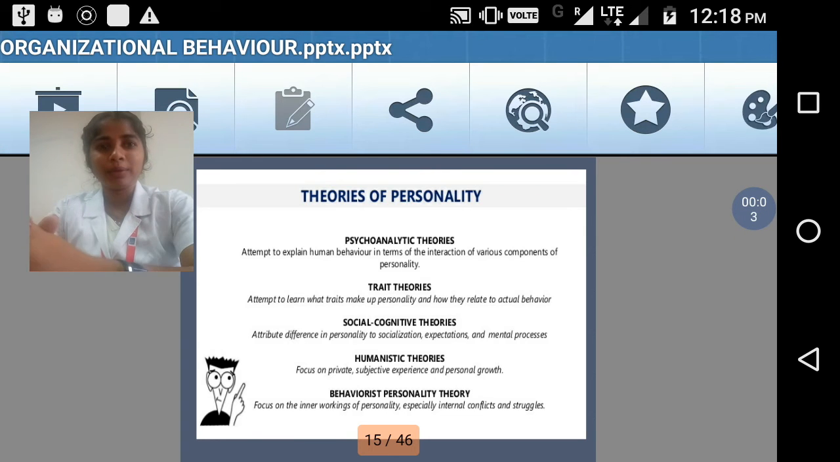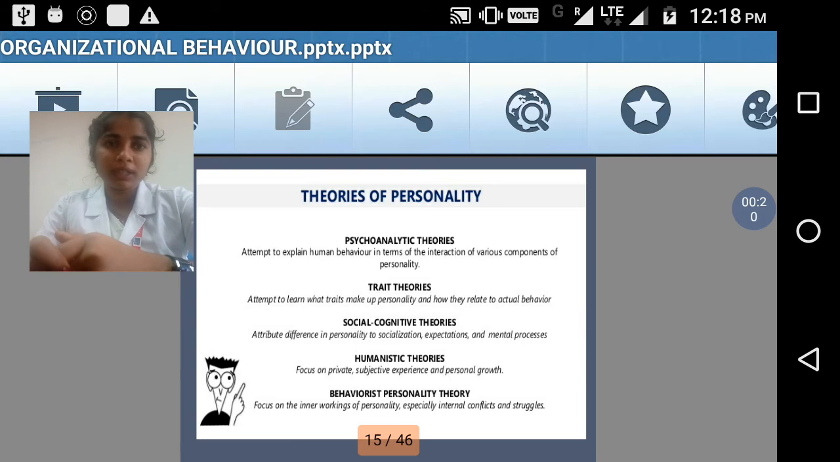Hello everyone. Today we are going to discuss the topic of theories of personality. Let's see how to discuss the theories of personality. It is categorized into five types. One is psychoanalytical theories, the second is trait theories, the third is socio-cognitive theories, and the fourth is humanistic and behavioristic personality.